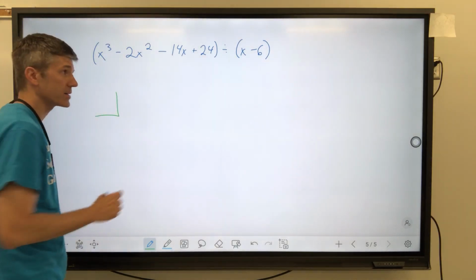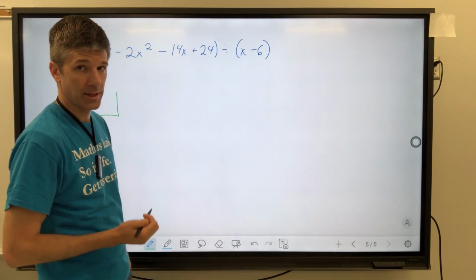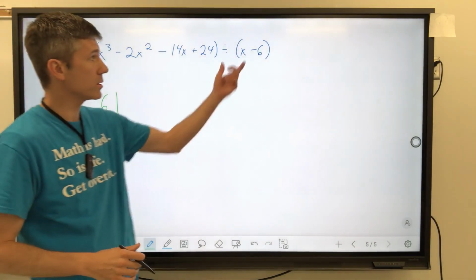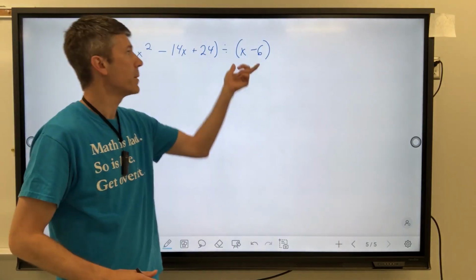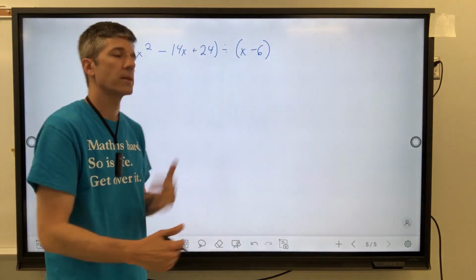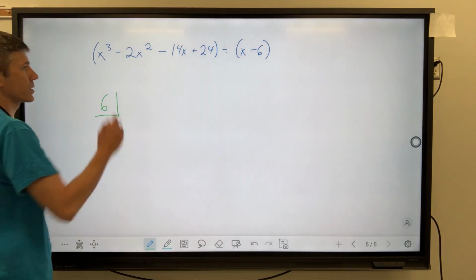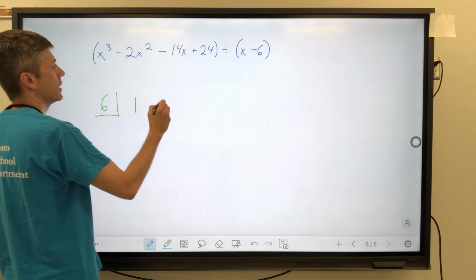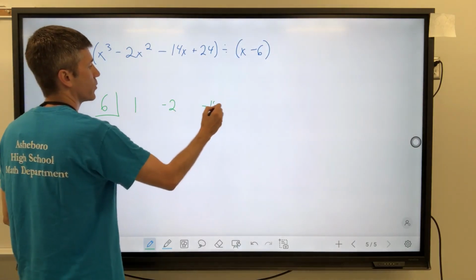And in that half box is the opposite of -6, so +6. So again, this is that situation where I said, if that's a factor, it may or may not be, but if that was a factor, what would the root be? The root would be +6. And then we're going to take these coefficients in order. Don't change their signs. 1, don't forget you understood 1, -2, -14, and 24.